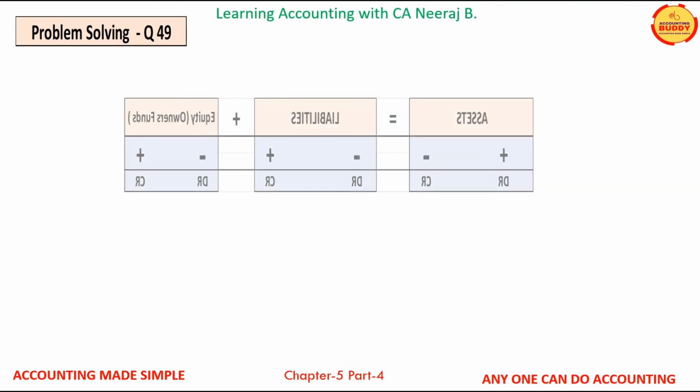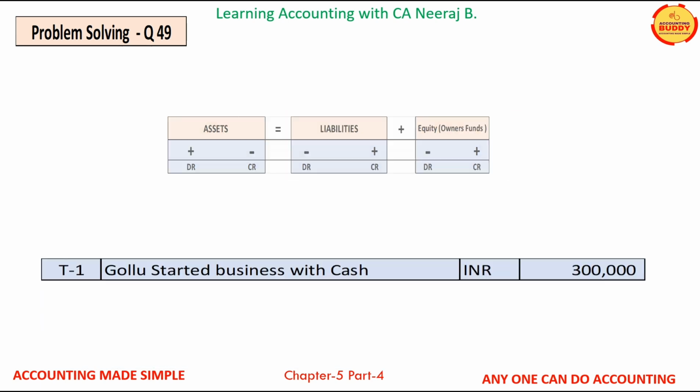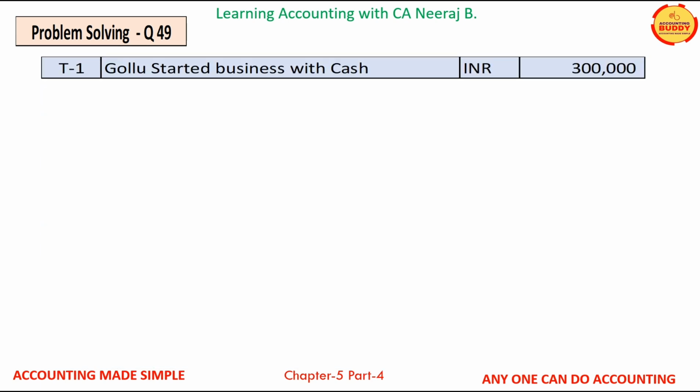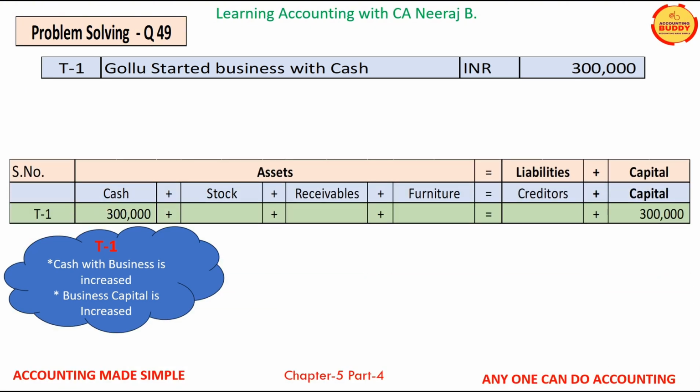Let us practice and process the accounting equation with a couple of business transactions. Transaction number T1 is on your screens. Golu started his business with cash amounting to 300,000. If you analyze this transaction, cash, which is an asset of the business, will increase, and the amount invested by Golu will increase his capital in the business. Therefore, the 300,000 increase in cash will be shown on the left hand side and the 300,000 increase in capital on the right hand side of the accounting equation.